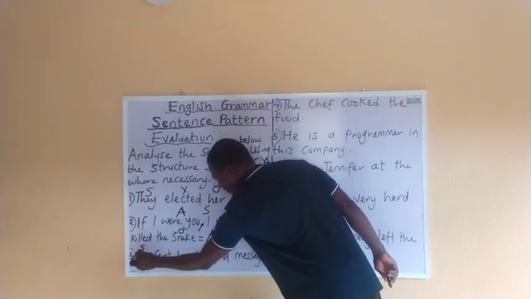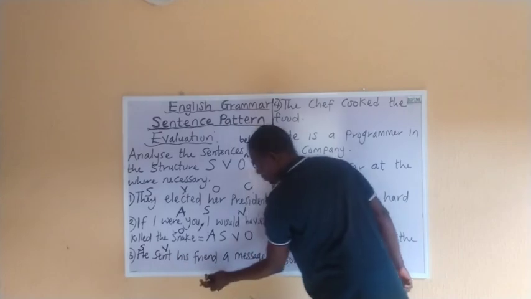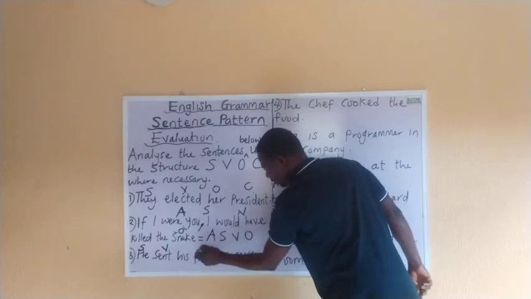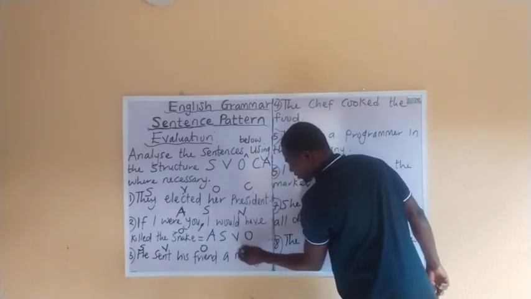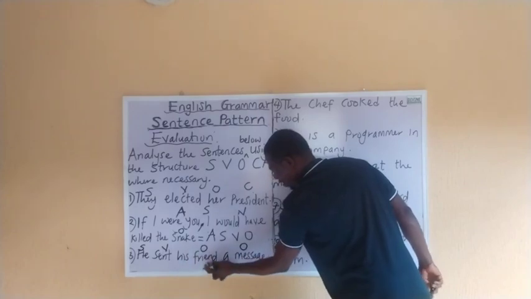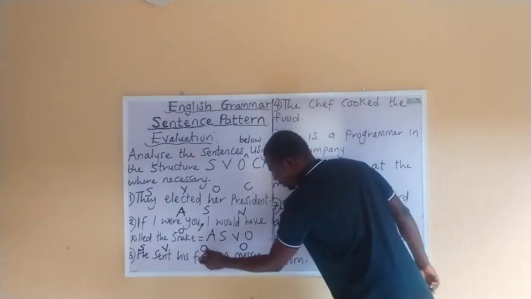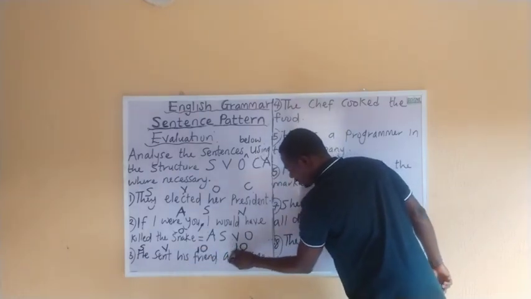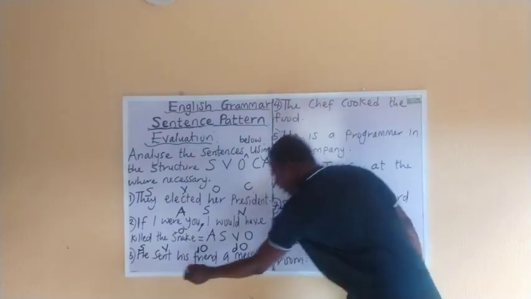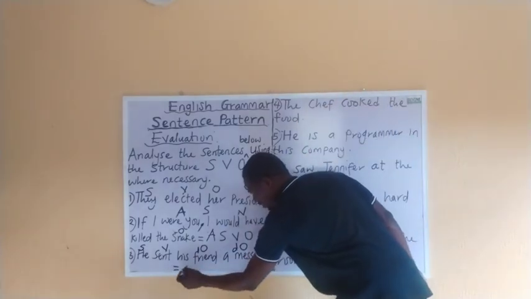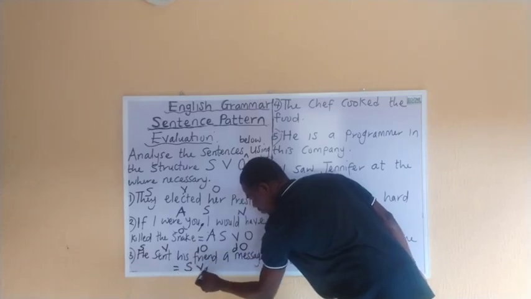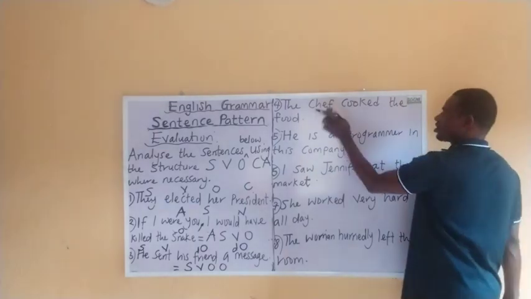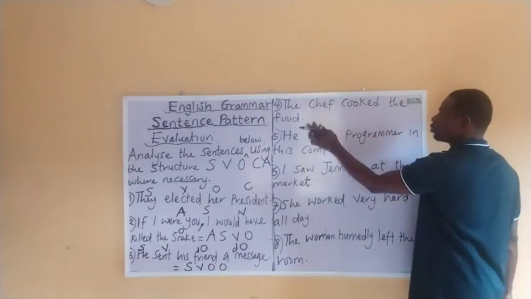Number 3. He sent his friend a message. He is the subject. Sent is the verb. His friend is object. A message is another object. His friend is the beneficiary, so it is the indirect object, while a message is the direct object. So the sentence structure for this is SVOO.